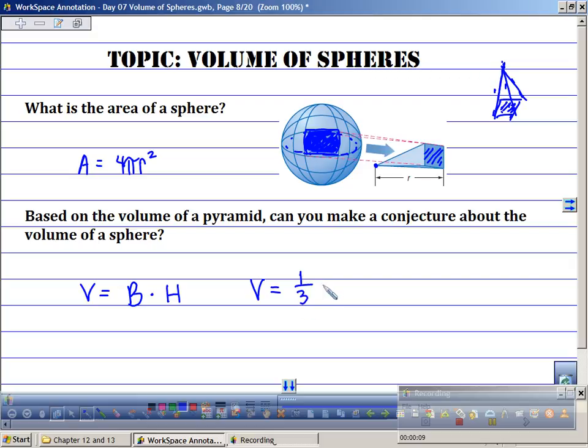One third of the base times the height. What did I just say that base is? This whole base. What did I say about the wrapper? So what do we know about the wrapper? What's the height? Why? Because it's the height of all of those triangular prisms, right? If you were to core it, it goes to the center, which is the radius.